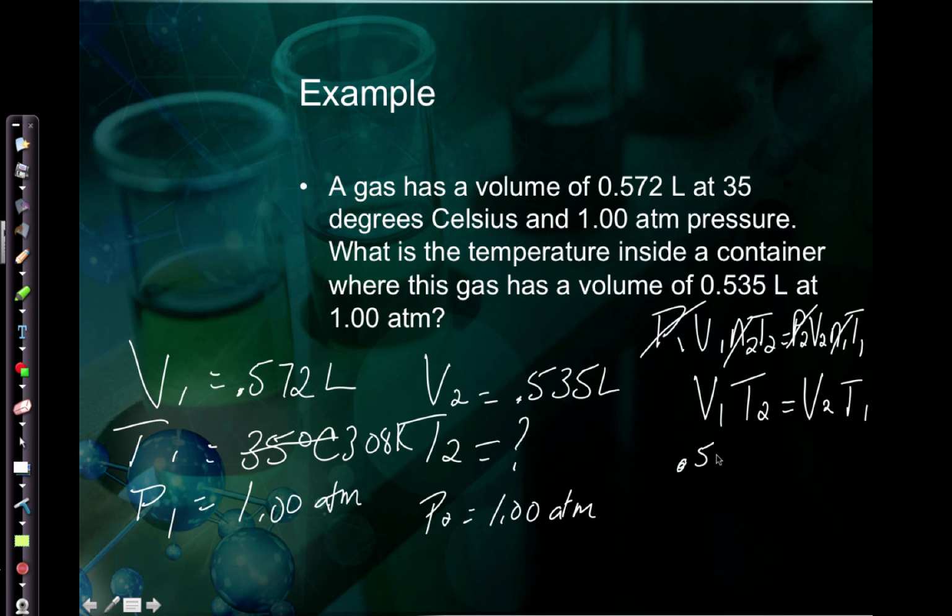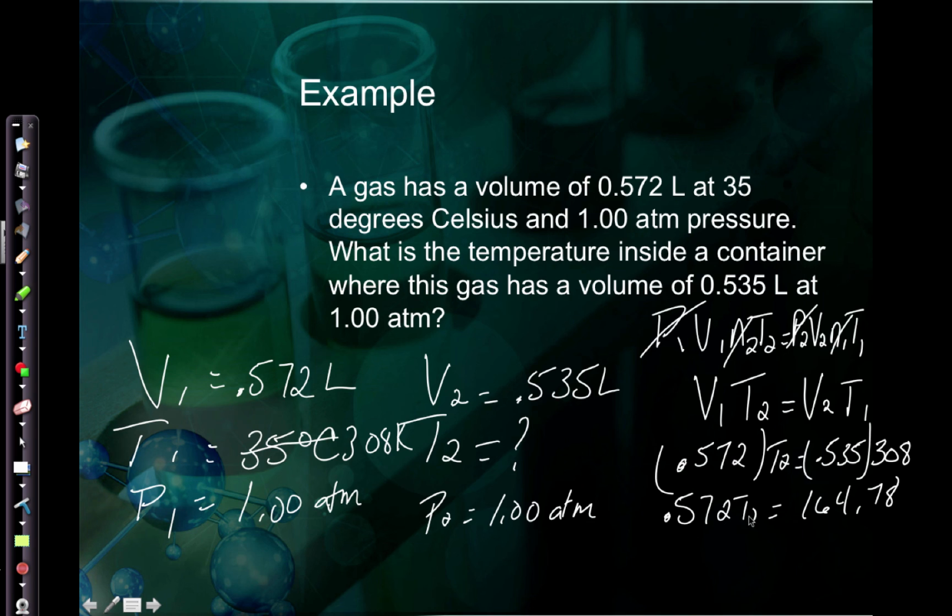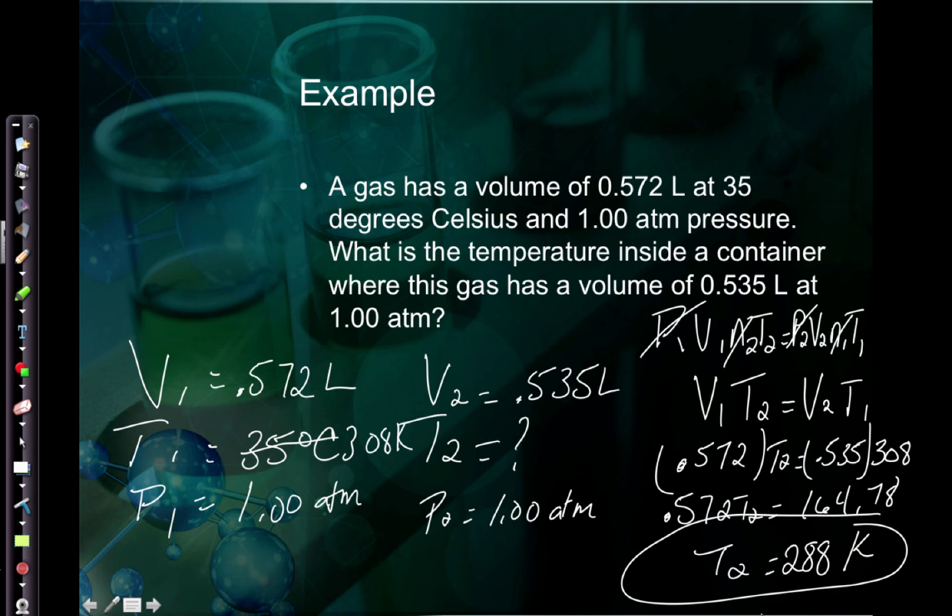If it was milliliters and milliliters, then you could just leave it and plug that in as well. So volume 1 is 0.572. T2 is unknown. V2 is 0.35. And T1 is 308. All right, so you're going to multiply this out. You get 164.78. All right, so T2 is going to be equal to 288 Kelvin. And it doesn't specify here if it needs to be in Celsius or Kelvin, so we'll just leave it like that. That's fine.